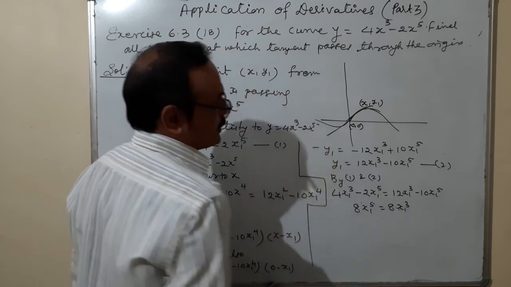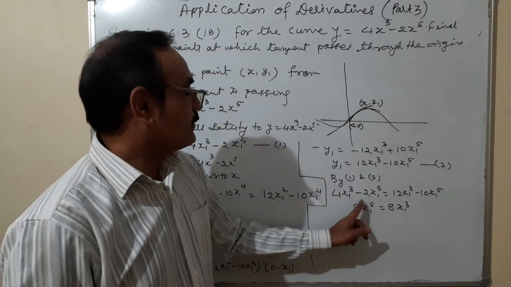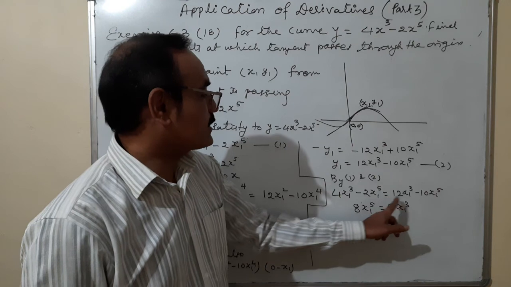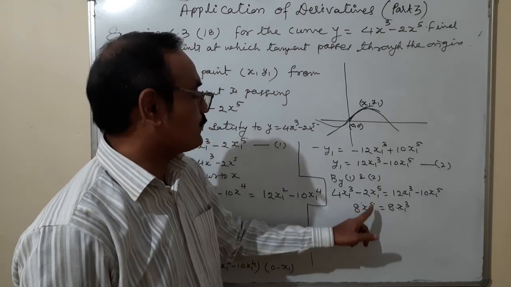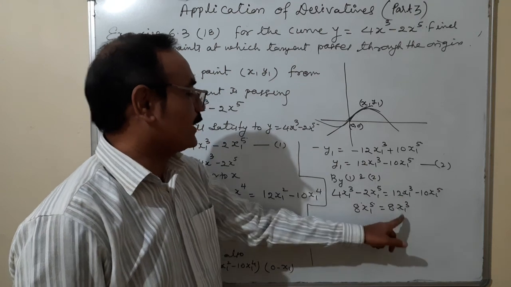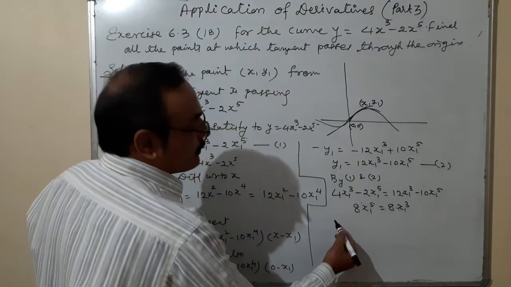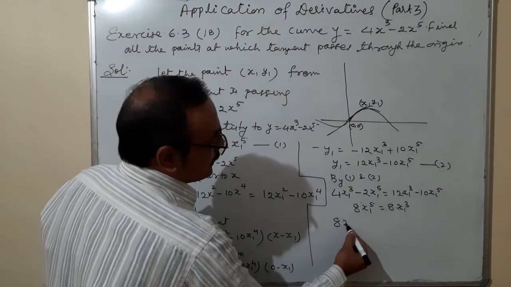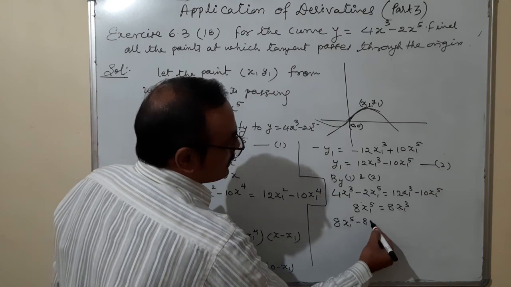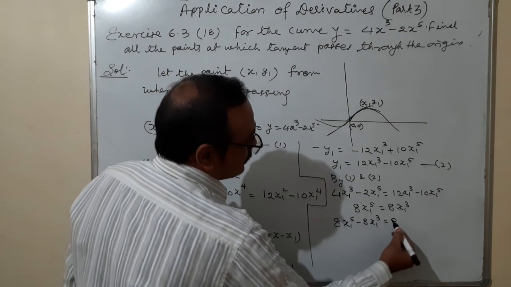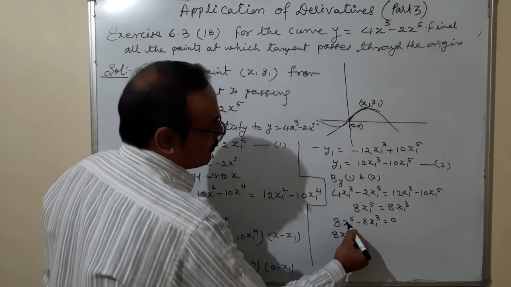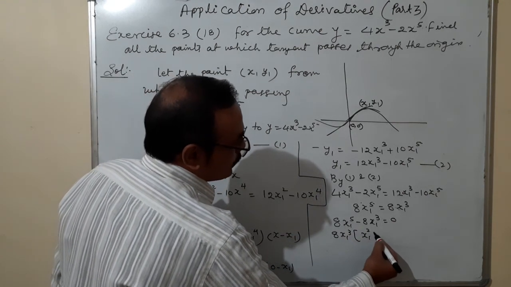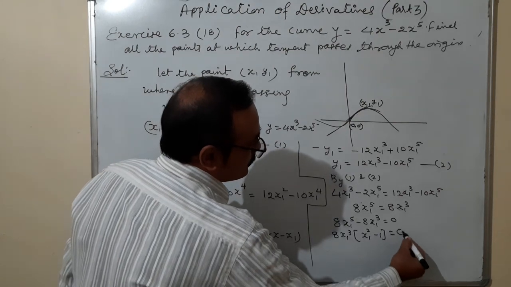8x1 cube. Is that okay? It is coming here plus 10, 10 minus 2 plus 8x1 5, and it is 12 minus 4, 8x1. Okay. 8x1 to the power 5 minus 8x1 to the power 3 is equal to 0. 8x1 cube taking common, so it is x1 square minus 1 is equal to 0.